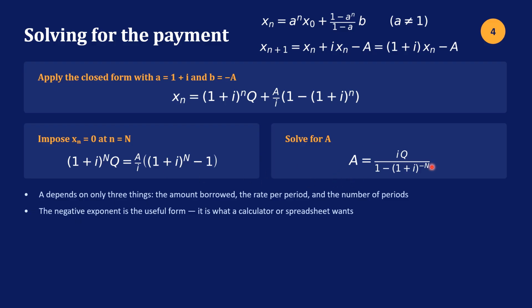And if you notice, the bottom has a minus n here. That's because I divided the top and the bottom by 1 plus i to the n. So it cancels out at the top. And then on the denominator, you just get 1 minus this here. So A depends only on three things: the amount borrowed, Q, the rate per period, i, and the number of periods, N. So there you have it. It's a useful formula for computing the payments on a loan, given the three quantities we just mentioned.